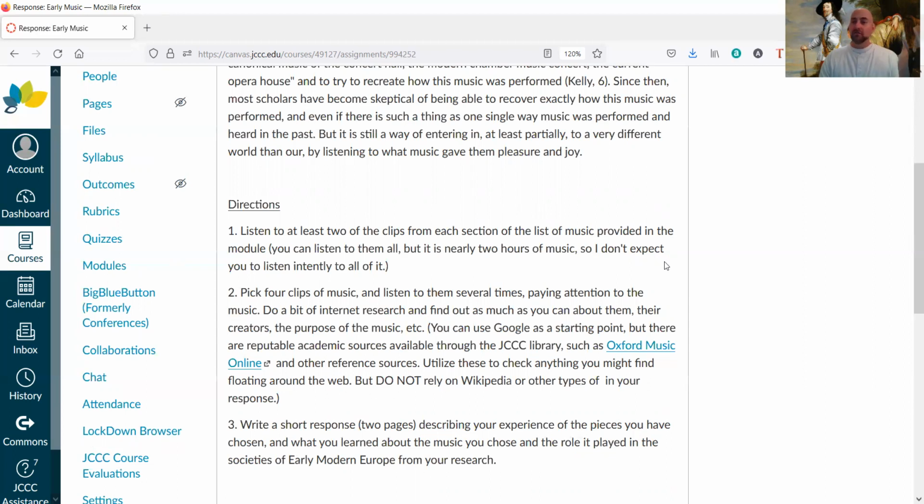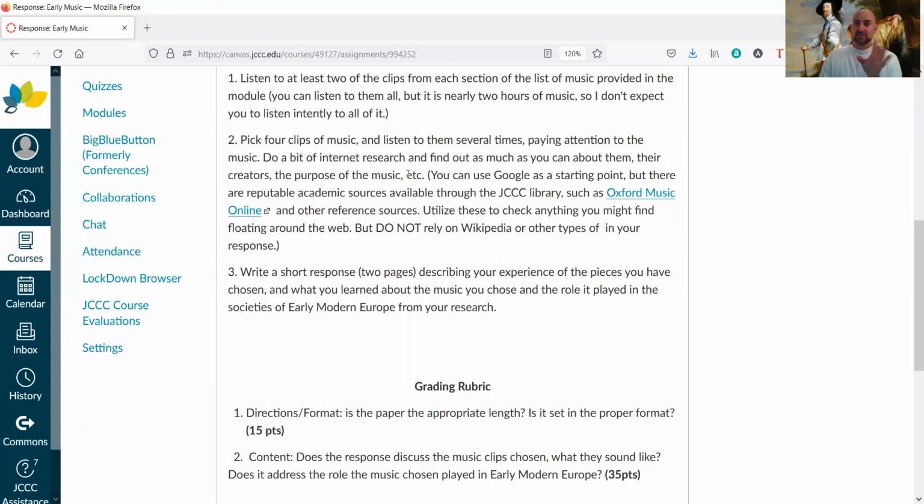Pick out four clips of music that you really like. You don't actually have to listen to every single piece of music, but it's to get you exposed to the different types of music. It's not usually two hours of music I put up there for you, so you don't have to listen intently to it all. But pick four, for whatever reason. As you'll see, there are different types of music: sacred music, secular dance music, opera, stuff like that. Choose one from each type if you like.